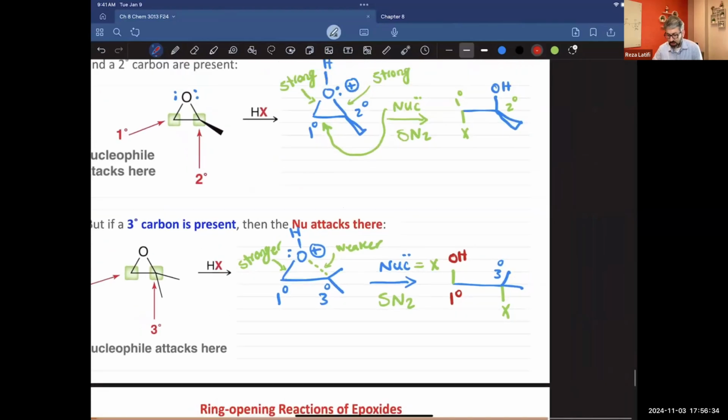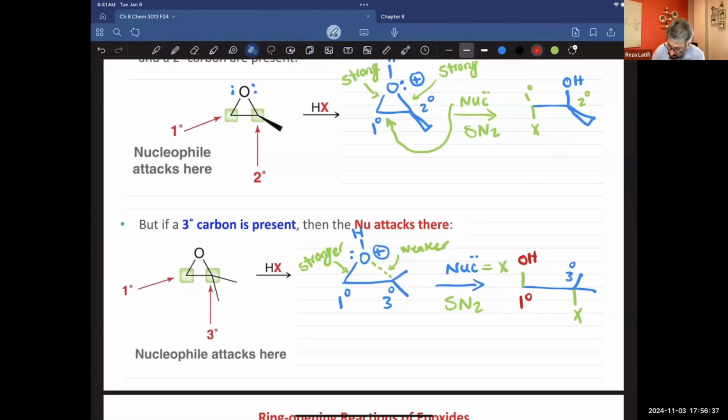Okay. So how does this compare with the previous one? In the previous one, the alcohol was on the secondary carbon, the one with higher order. Here, OH is showing up on a carbon with fewer substituents, or lower order. And how about the halide? The halide here is on a tertiary carbon instead of a primary carbon.